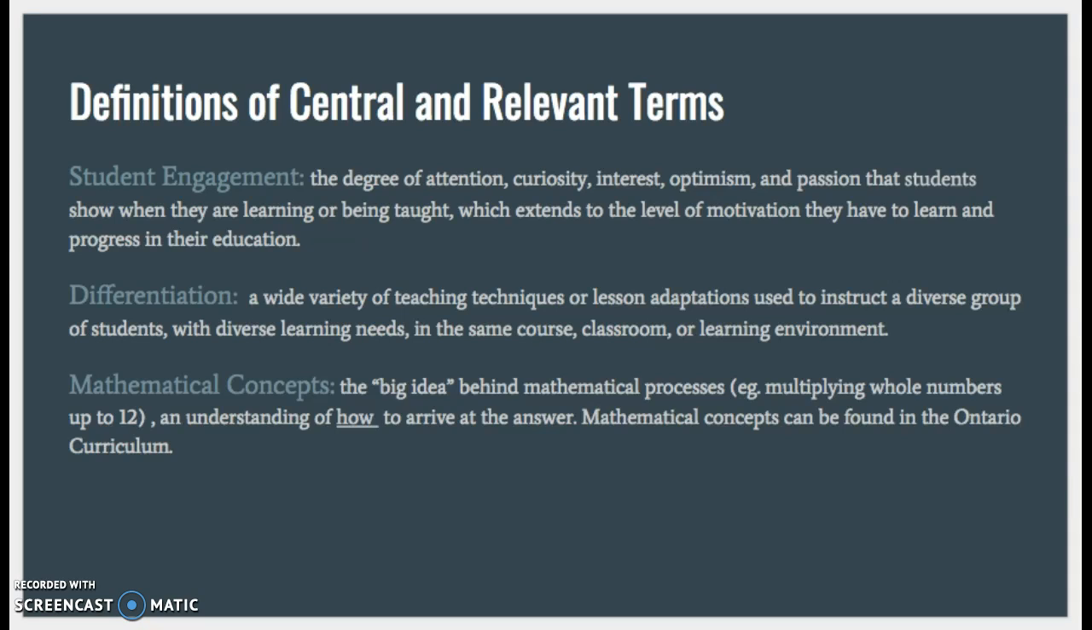So I really like the words that this used because yes, you can be engaged, but there might not be an interest, right? So what I really want to build through my research is a curiosity, an interest, and an optimism. And by optimism, all I mean is I want them to feel that they have a full understanding of the concepts. Differentiation is a wide variety of teaching techniques or lessons to meet the needs of different students at different levels. And finally, mathematical concepts are really just the big idea behind mathematical process.